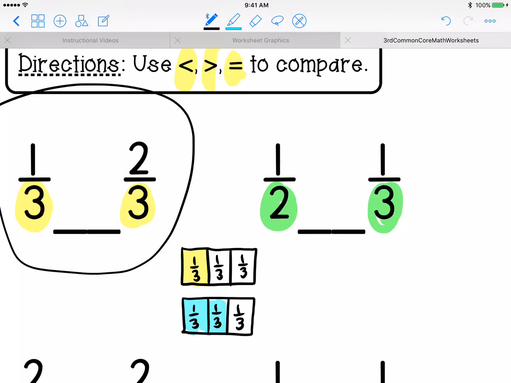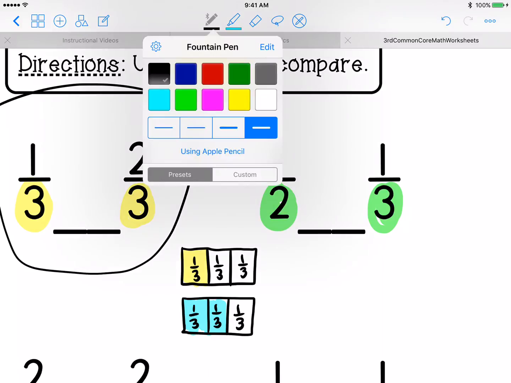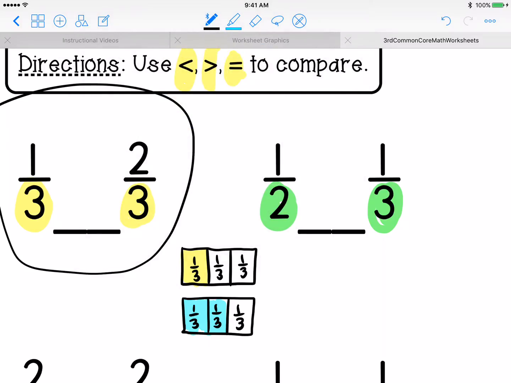But I need to know which one has the greater value, which one's bigger. So I can see from my picture here that 1/3 is less than, it's smaller than 2/3. So I need to draw the less than sign. If you think about your alligator, the alligator is going to eat 2/3 because there is more food with 2/3 than there will be with 1/3.